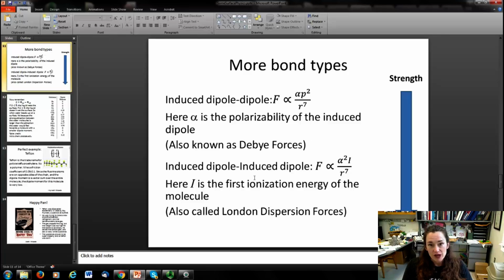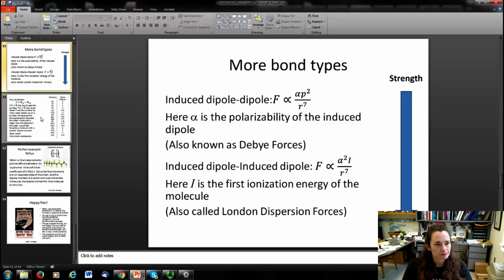And then finally, we have induced dipole forces, and those are the weakest of all. That's proportional to the polarizability of the two molecules. I assumed here that they were the same type of molecule, but anyway, we have the polarizability squared times the ionization energy of the molecule divided by r to the 7th. Now this is the weakest by far, and these forces are known as London dispersion forces. So all these forces that have special names were just named after the people that originally developed the theories behind them and discovered them.